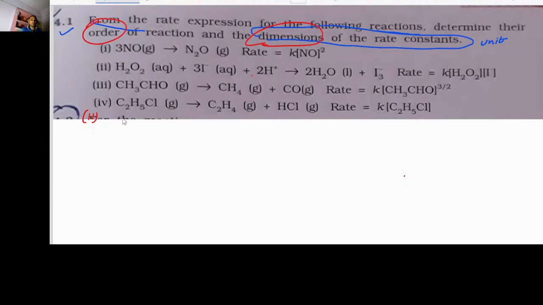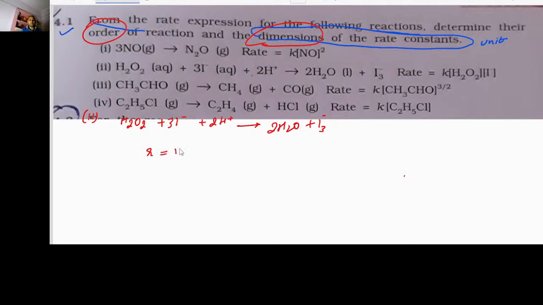So H2O2 is there, student. H2O2 plus 3I⁻ plus 2H⁺. Here what is it going to give, student? 2H2O plus I3⁻. So the rate they have mentioned, student. Instead of writing rate, just mention R. So rate is equal to what is there, student?